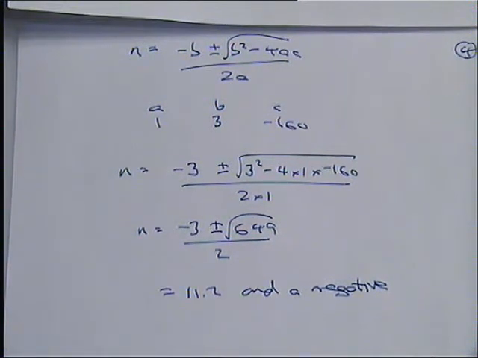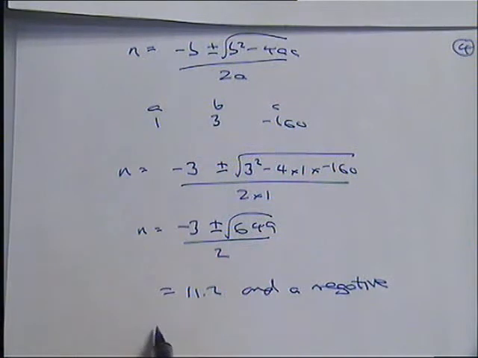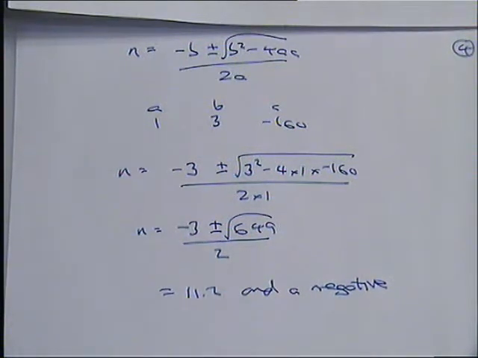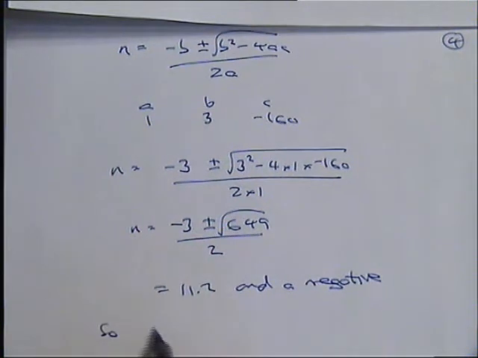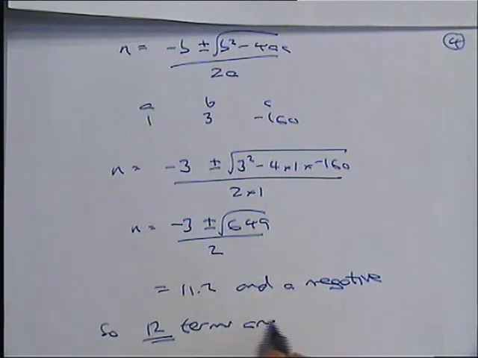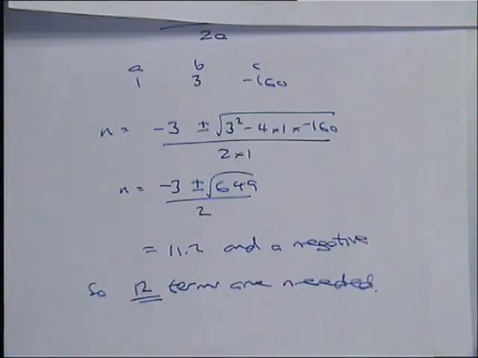So to get to 400, we needed n to be 11.2. We needed 11.2 terms in our sequence. We can't have 11.2 terms. So how many terms do we actually need then to exceed? Yeah, we actually need 12 terms. So 12 terms are needed, and that 12 is the answer.